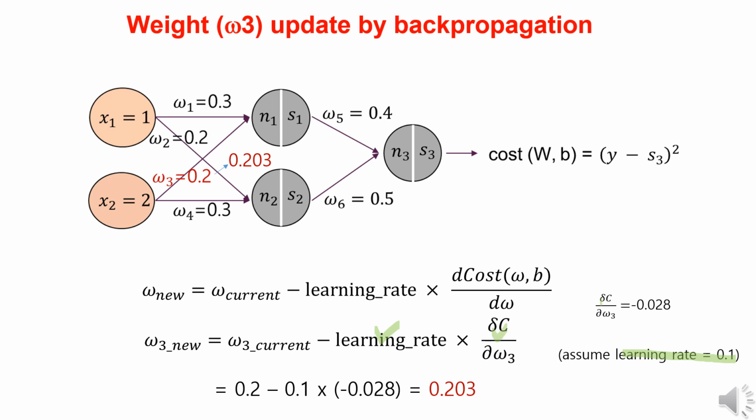Assuming a learning rate of 0.1, we multiply 0.1 by the partial derivative of the cost function with respect to omega 3, which we calculated on the previous slide using the chain rule as negative 0.028. Then, we subtract this result from the current value of omega 3, which is 0.2. This calculation gives us a new value for omega 3 as 0.203. Thus, omega 3 is updated from 0.2 to 0.203.